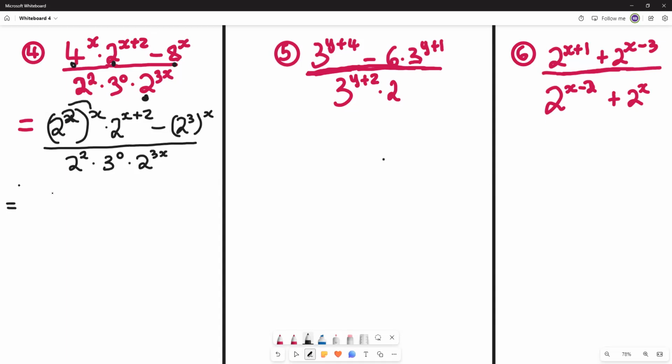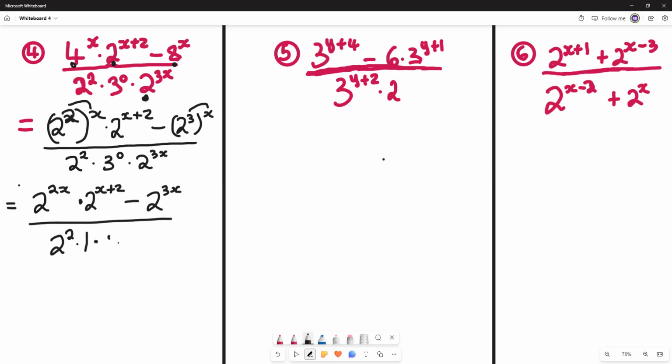Remember, this exponent will multiply with that. So you're going to have base 2 to the power 2x multiplied by 2 to the power x plus 2, subtract. Remember, this will multiply that, so it's going to be 2 to the power 3x, all over 2 to the power 2 multiplied by 1, because anything to the power 0 becomes 1, then multiplied by 2 to the power 3x, right? Perfect. Ladies and gents, if you check this part here, I'm basically multiplying the same bases, so I can add the exponents. So I'm going to write 2, and then it's going to be 2x plus x, which gives you 3x.